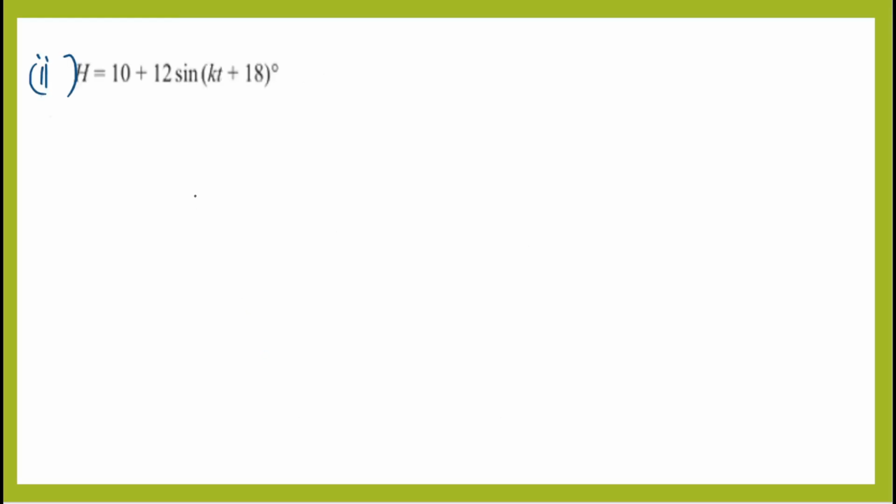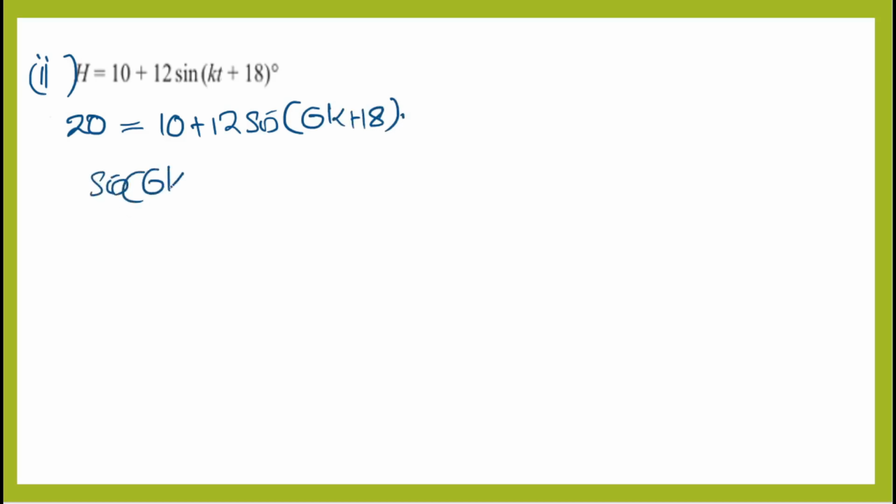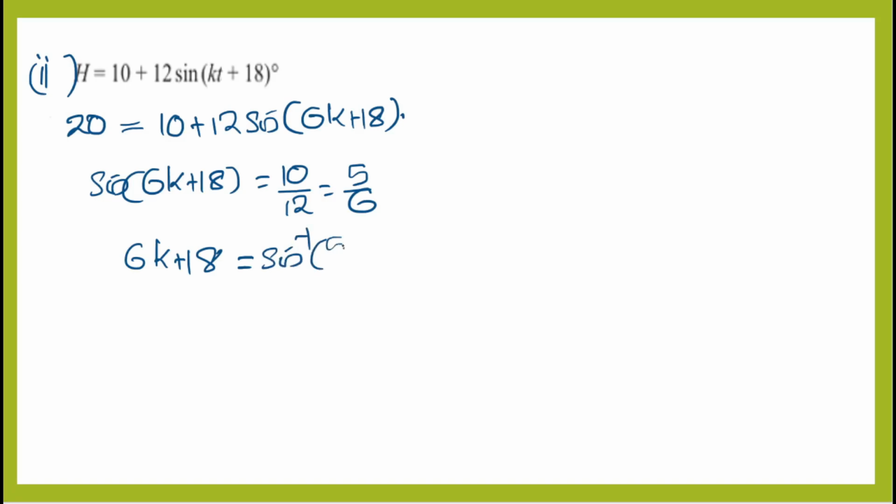Now it is given that at 6 am, the temperature inside the greenhouse is 20 degrees Celsius. It's 20 equals 10 plus 12 sine of (6k plus 18). Now sine of (6k plus 18) equals 10 by 12, that equals 5 by 6. Then 6k plus 18 equals sine inverse 5 by 6.